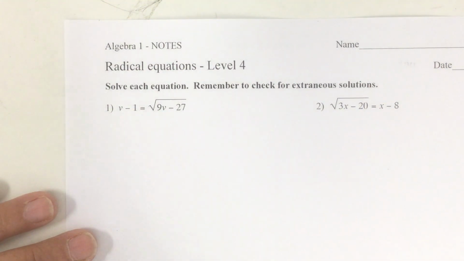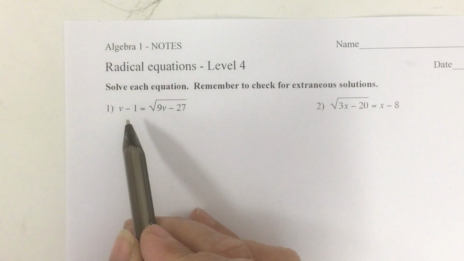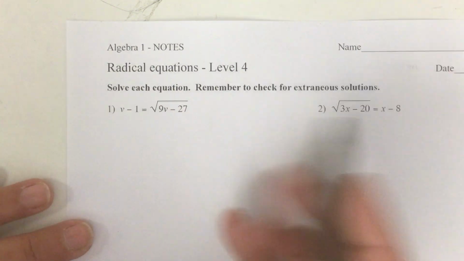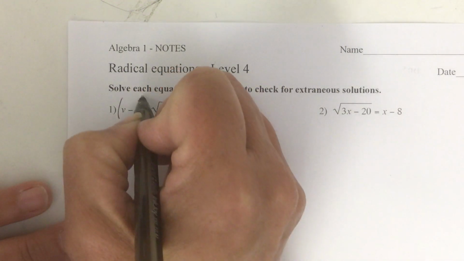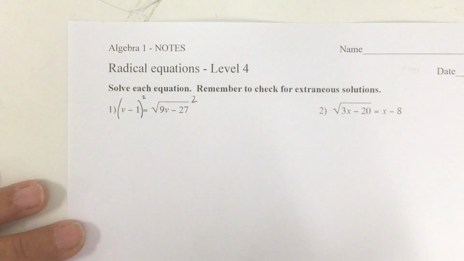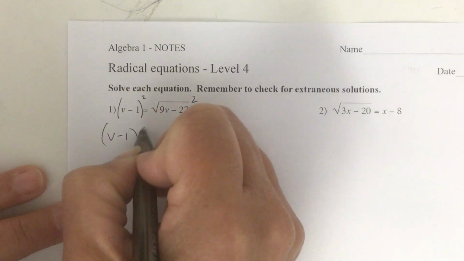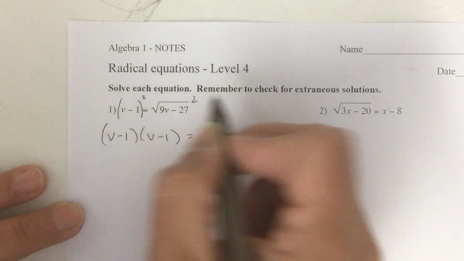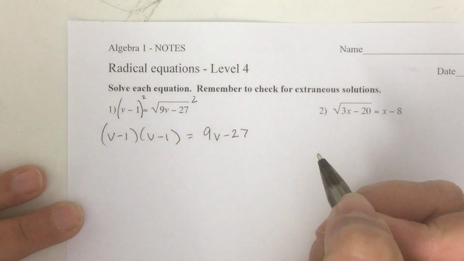All right, in this video, I'm going to show you how to do radical equations when you have a variable and a number on the opposite side of the equal sign. So we need to square both sides. But the trick is when we square this side, we have to put parentheses around it and square the whole thing. So remember, that means v minus 1 times v minus 1. This side gets rid of the square root, so you have 9v minus 27.